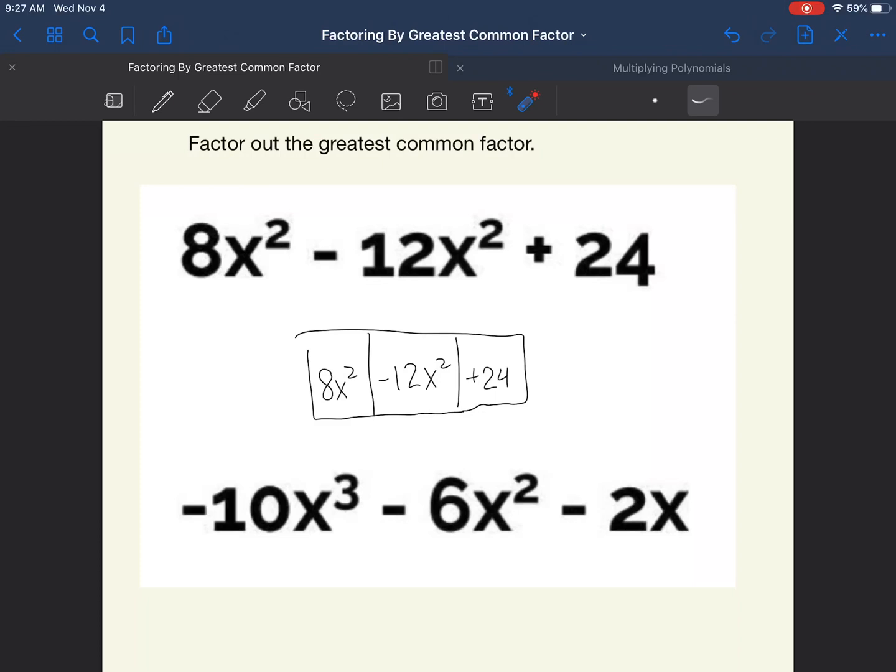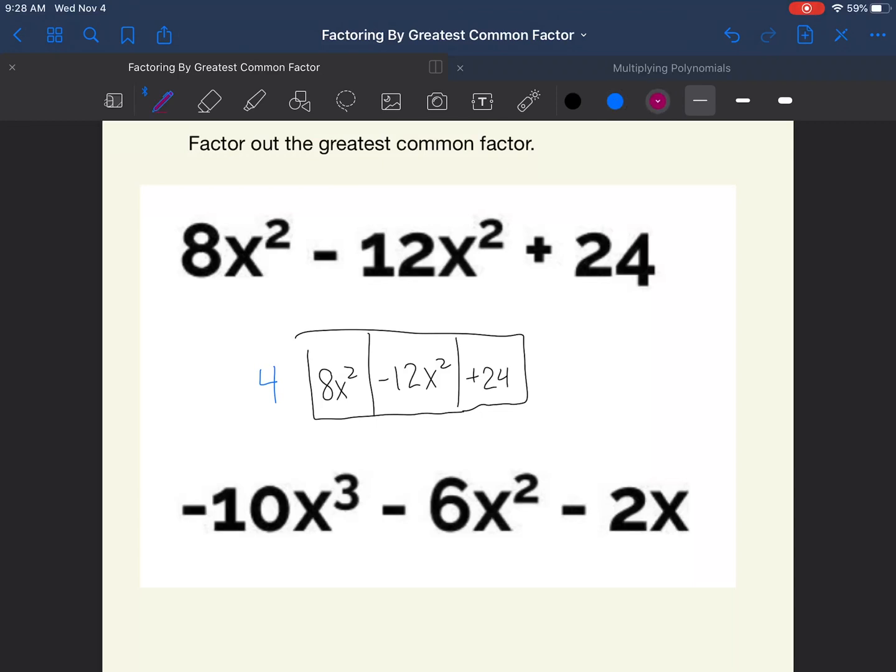So now I need to think about the greatest common factor of all 3 of these. And in this case, let's see. The greatest common factor of 8, 12, and 24 is 4. And notice, only the first 2 have a variable, not the third one. So I cannot take a variable out of all of them. So my greatest common factor is just 4. So now we just need to divide that out.